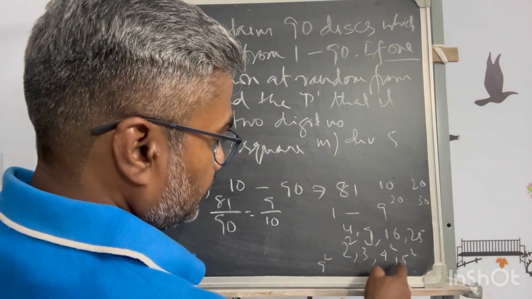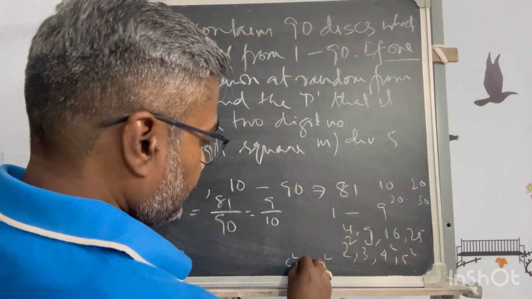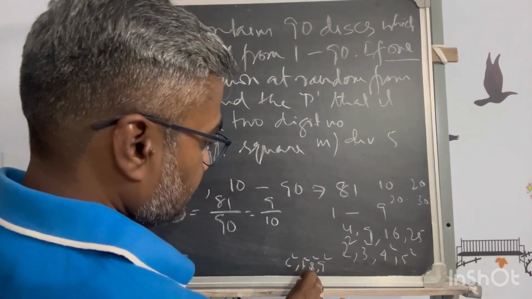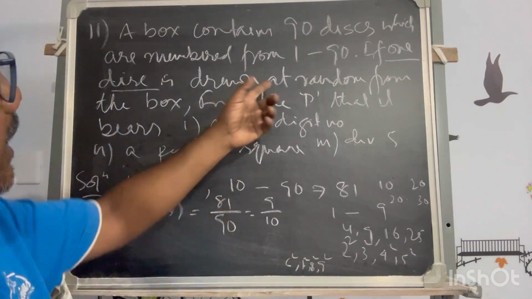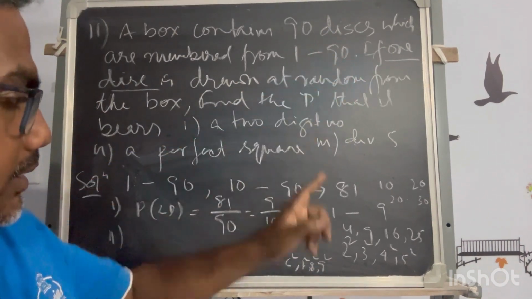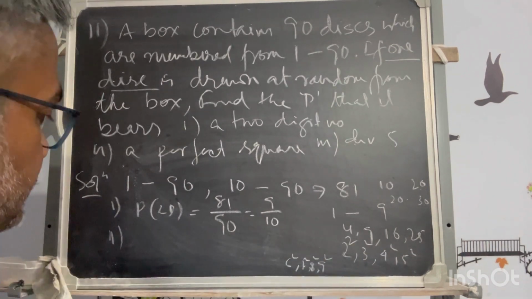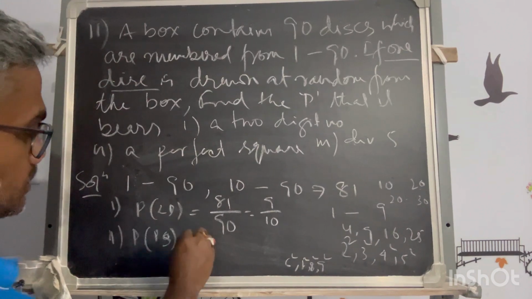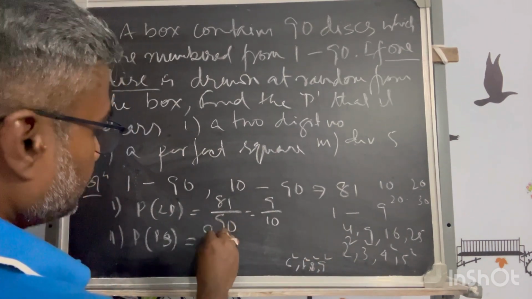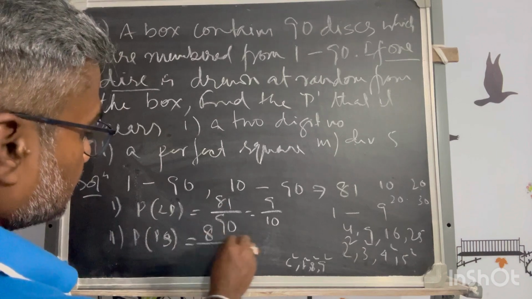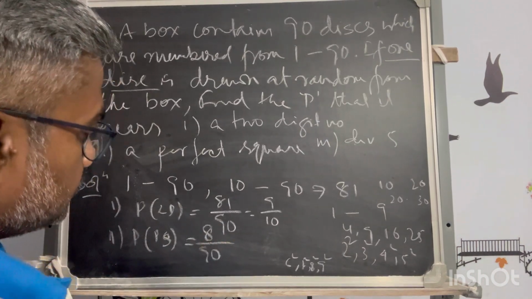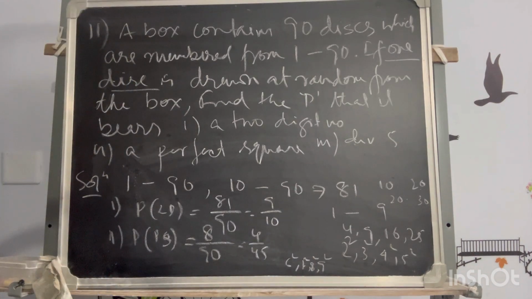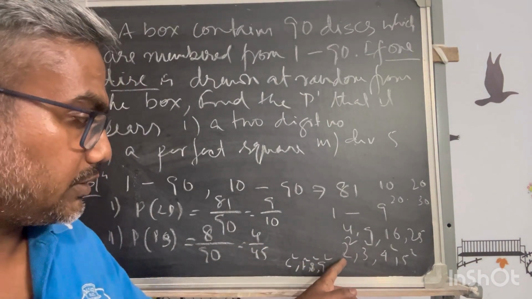So 1, 2, 3, 4, 5, 6, 7 and 8. This many squares will accommodate between 1 to 90: 2 square, 3 square, 4 square, 5 square, this much. So getting a perfect square is 8 possibilities upon 90. If you reduce it, you will get 4 upon 45. This would be the possibility, because we are counting the perfect squares, not their values.